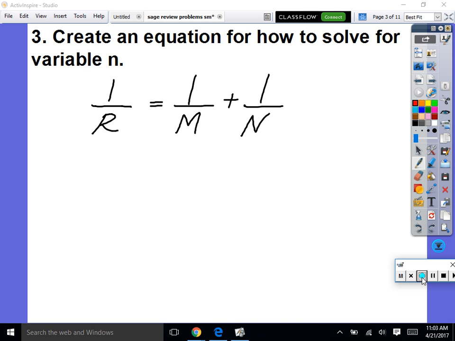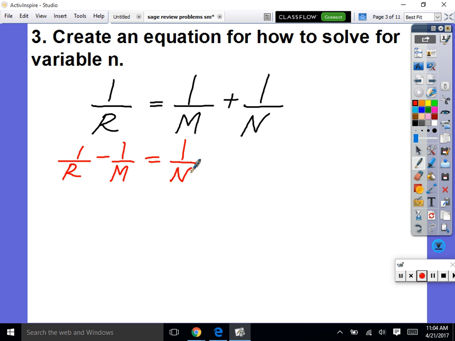Okay, so a lot of people want to just say, oh, well, they're all over 1, so we can just split the fractions. It doesn't work like that because of the addition sign. You can't do that. Okay, so since I'm trying to solve for n, I'm going to do my first step. I'm going to subtract this over. So I have 1 over r minus 1 over m equals 1 over n.